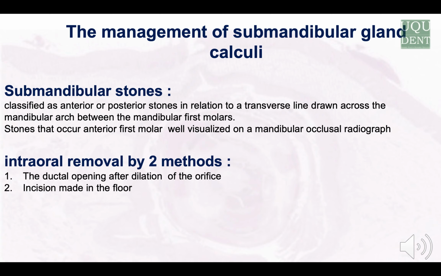Okay, as a revision, we said the submandibular stones can be classified as anterior or posterior. How do you know? There is a transverse line drawn across the mandibular arch between the mandibular first molars. This line tells us if the stone is anterior or posterior. Intraoral removal is by two methods, as we said: widening or dilatation of the orifice, or an incision made in the floor.